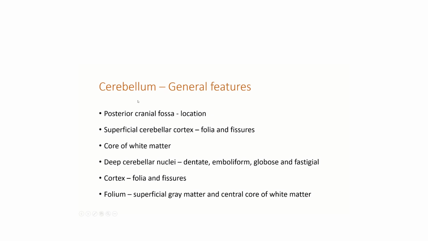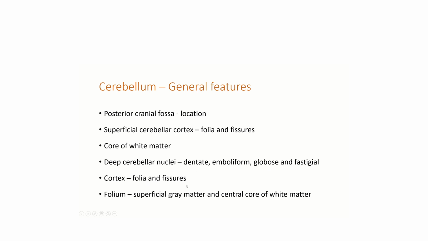Good evening, students. Today we'll be dealing with the histology of the cerebellum. It is located in the posterior cranial fossa. So there is a superficial cerebellar cortex, which is thrown into folia and fissures, and there is a core of white matter, and there are deep cerebellar nuclei, namely the dentate nucleus, emboliform nucleus, globose nucleus, and fastigial nucleus.